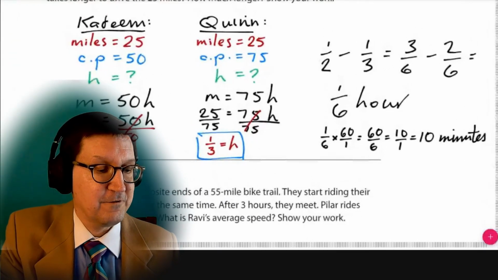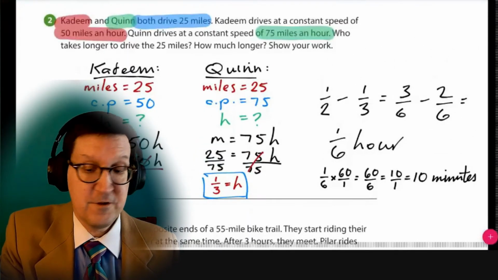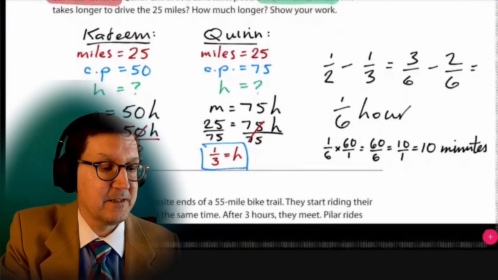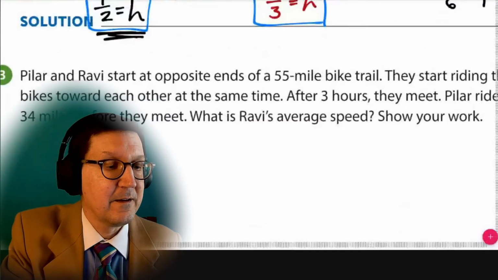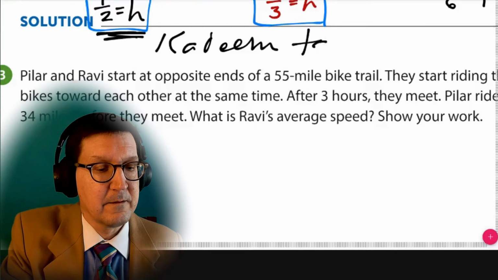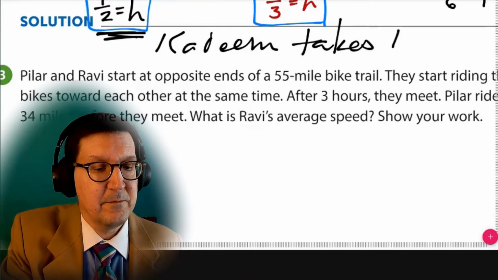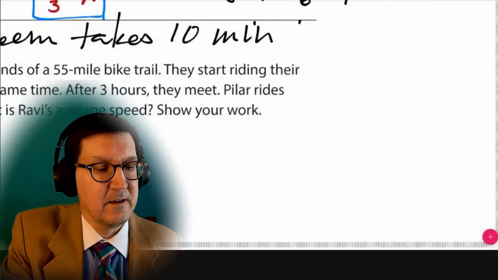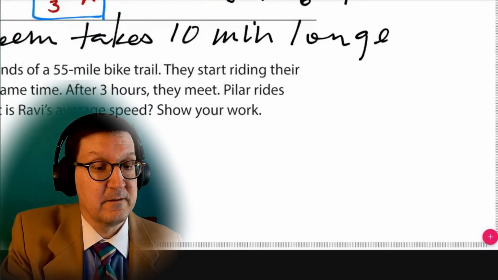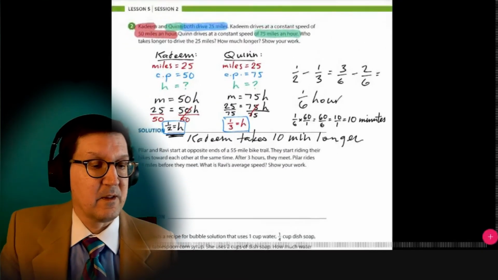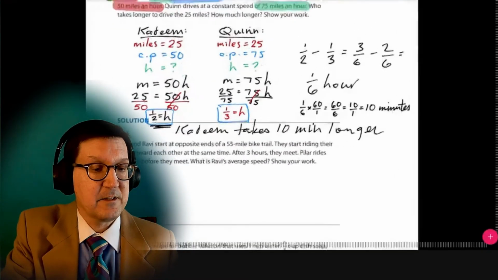So the answer to our question, who takes longer to drive? Kadeem takes longer by 10 minutes. Kadeem takes 10 minutes longer. There you go. And that's what that looks like.